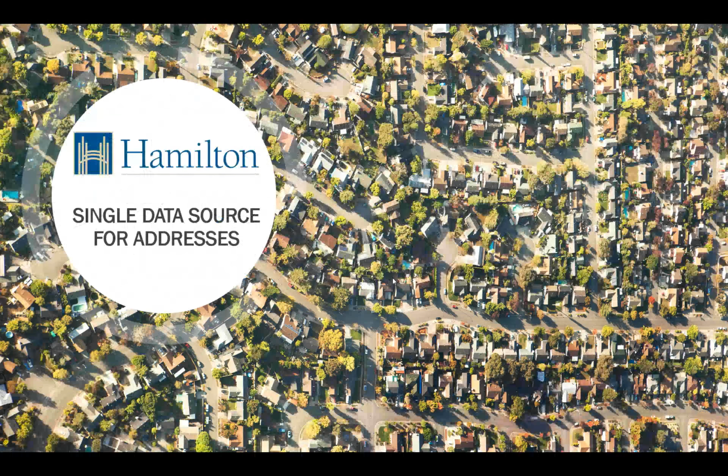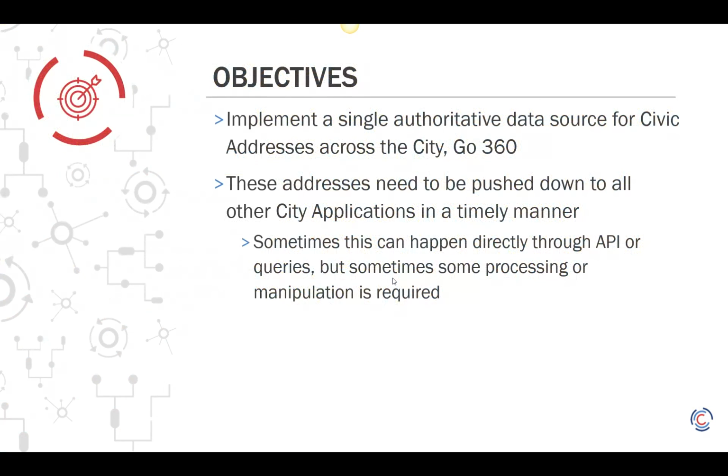The other project I present in this slide is the city of Hamilton, who used FME to push data down from their single authoritative address system. They implemented an application called Go360 to have a single authoritative data source for addresses. But these addresses need to be pushed down to different city applications in a timely manner. While some can be pushed in an automatic way, sometimes through an API call, sometimes some processing or manipulation is required in order to push the data to a downstream system.